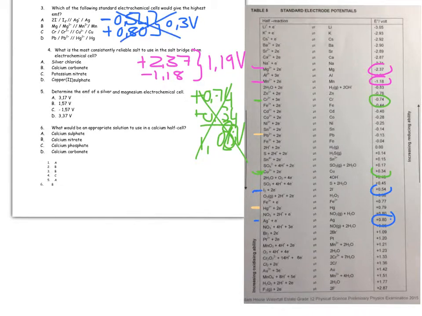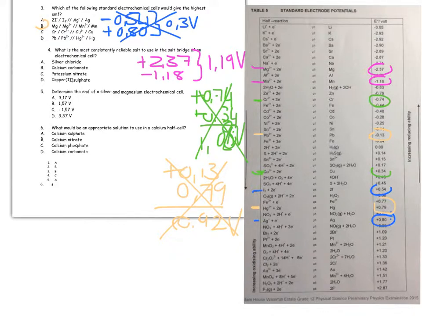And then finally, let's look at this mercury and lead, which we thought was possibly the top candidate. So I'm going to change the sign, plus 0.13, and then I'm going to go to mercury here, plus 0.79, and I'll end up with 0.92. And that is also not a good candidate. So the correct answer there is your magnesium one, B.